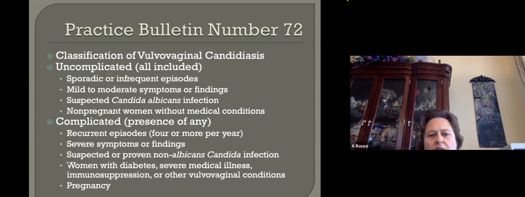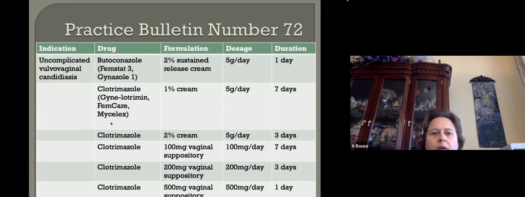So the categories they're using are uncomplicated and complicated. Uncomplicated is the obvious. Complicated is going to be recurrent. Recurrent in their definition is four or more per year, four or more proven, not just symptoms from a patient. Then there are severe symptoms or findings, cases where you've shown or suspect it's something other than albicans, and patients with comorbidities or, they say, pregnancy. So here are your obvious choices for treatment, and you'll be able to go back to this later. For uncomplicated, most of this is actually over the counter, so patients can start with over-the-counter.